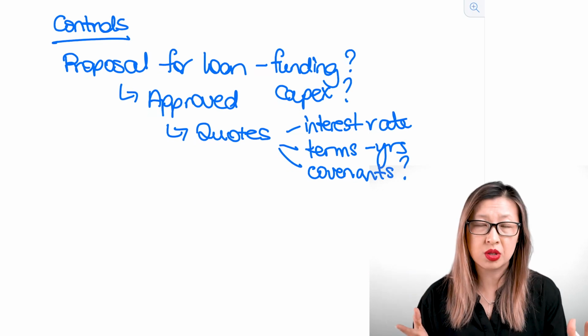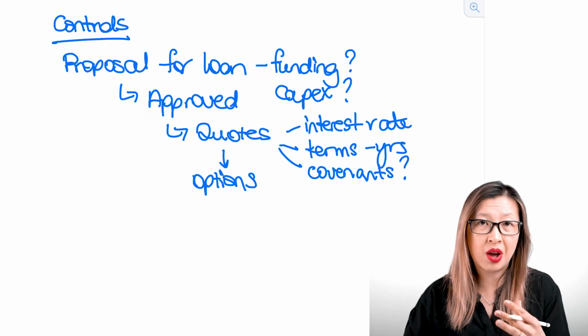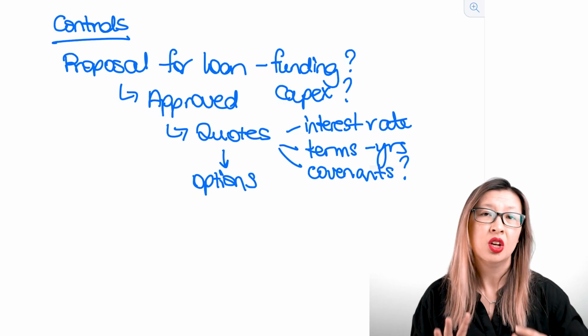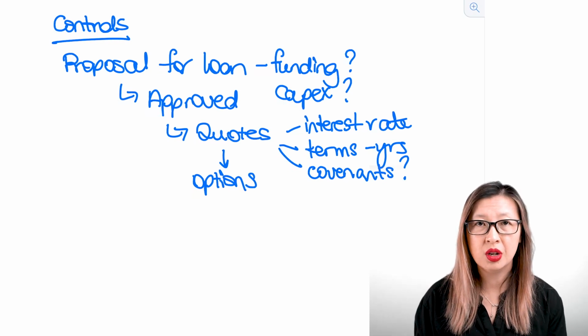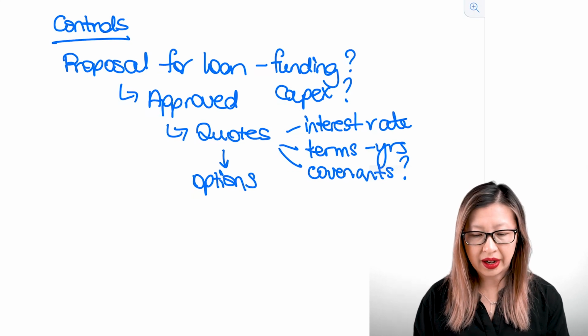So we want to get some quotes on our options, because really all we're trying to do here is get our options for our loan. You might have a company that does do all of its business banking through one particular institution, but in the highly competitive nature of today, that's less likely.